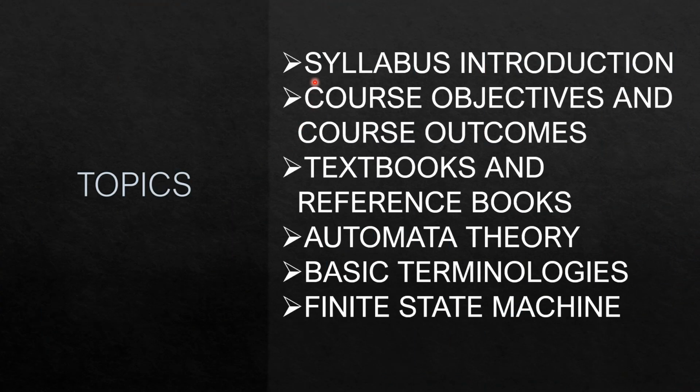So, today in this session, we'll be seeing the syllabus, the course objectives and course outcomes, along with the textbooks and reference books that can be referred by you all. We will be seeing the automata theory definition along with the various basic terminologies that we will be using throughout our entire course, and also the definition of finite state machine, that is FSM.